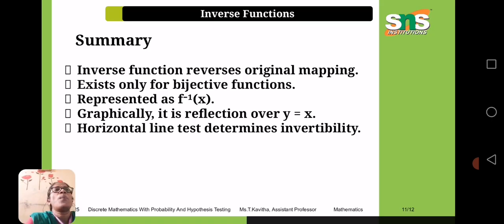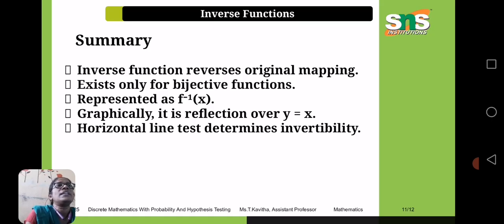These are the key properties. Domain and range swap: the domain, all possible x values of the original function, becomes the range, that is all possible y values, of the inverse, and vice versa. Graph symmetry: the graph of an inverse function is a perfect reflection of the original function's graph across the diagonal line y is equal to x.